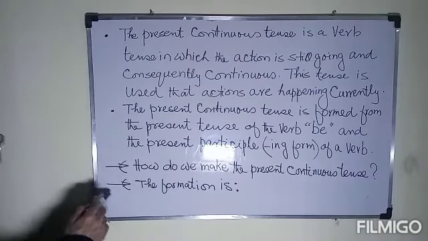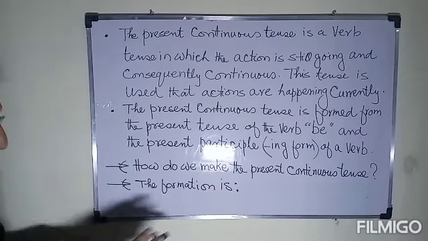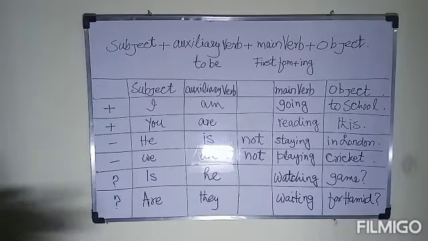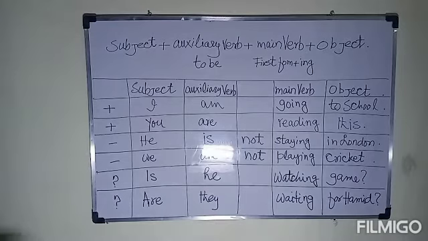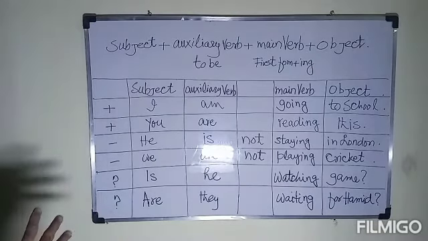This is the formula. Here the formation is, I will write it down over here. Formation, what is the formation of this tense? Subject plus auxiliary verb plus main verb plus object. As in the first tense, the present indefinite tense, I explained to you that this is the formula and we are going to use this formula in our 12 tenses. But here, the auxiliary verb and the main verb will change according to their tenses.